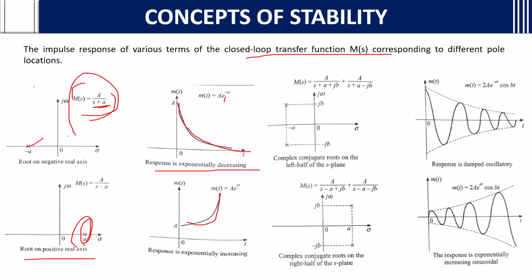If there are poles like S plus A plus jB and S plus A minus jB, then they are complex conjugate poles, with imaginary parts jB and minus jB.